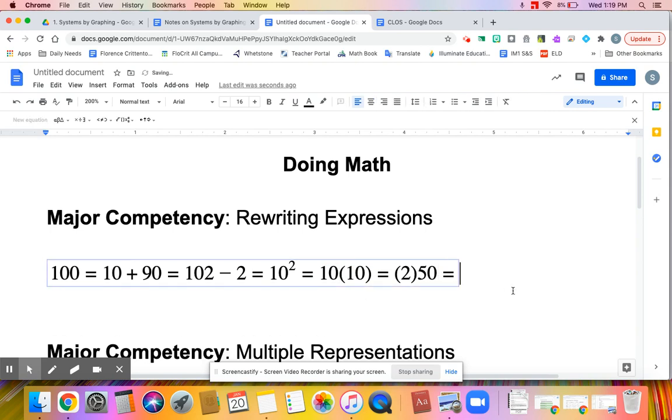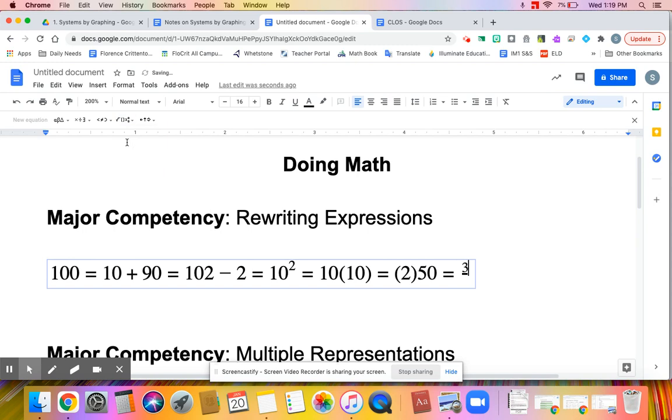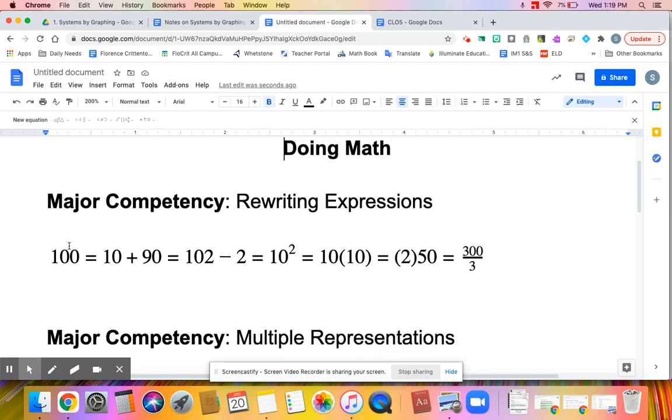Another way to rewrite 100 is I could do 300 divided by 3, because that's still 100. I could probably come up with hundreds upon millions of ways to rewrite the number 100. So right here I have 1, 2, 3, 4, 5, 6 different ways that you can write 100. Go ahead and give me a 7th way to rewrite that.